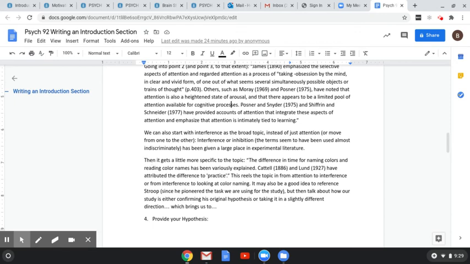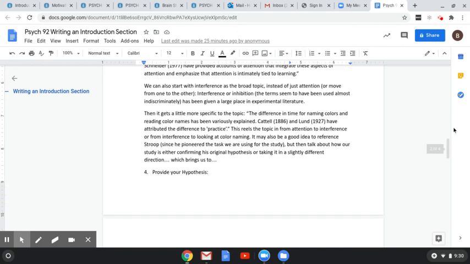The difference in time for naming colors and reading color names has been variously explained. Cattell, 1886, and Lund, 1927, have attributed the difference to practice, some sort of practice effect. This reels the topic in from attention to interference, or from interference to specifically looking at color naming. It may also be a good idea to reference Stroop if you were to use this, since he pioneered the task we're using for the study. Then you'd want to talk about how our study is either confirming the original hypothesis or taking it in a slightly different direction. Which brings us to number 4, providing your hypothesis.